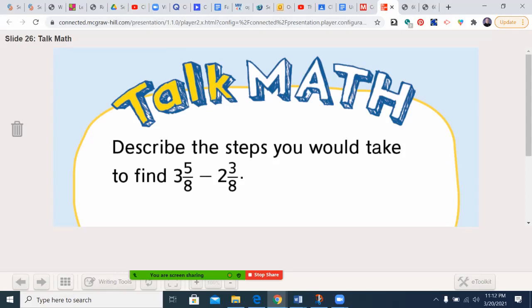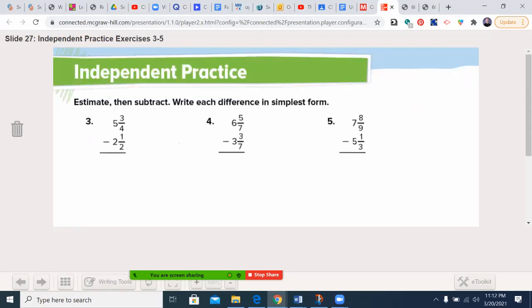Let's give you a few practice. I want you to go ahead and do numbers 3, 4, and 5. You'll pause the video and unpause the video once you're done. You may pause the video now. Welcome back. Let's see how you did.